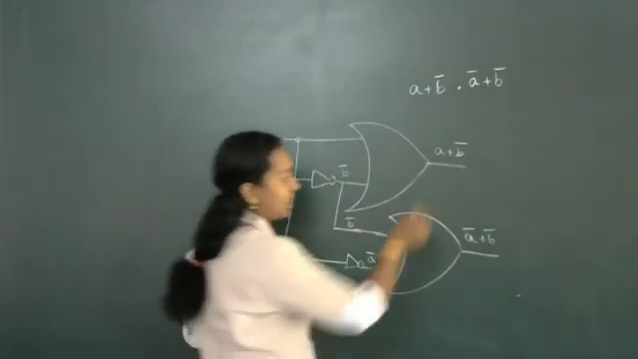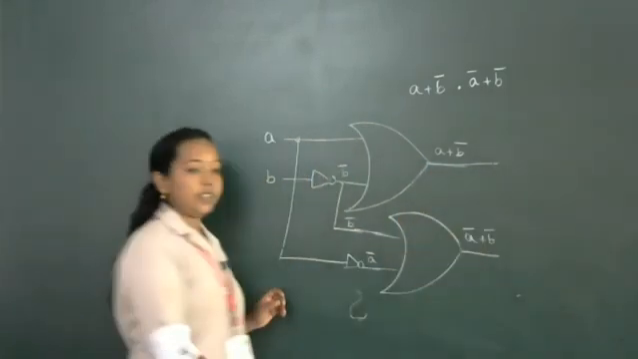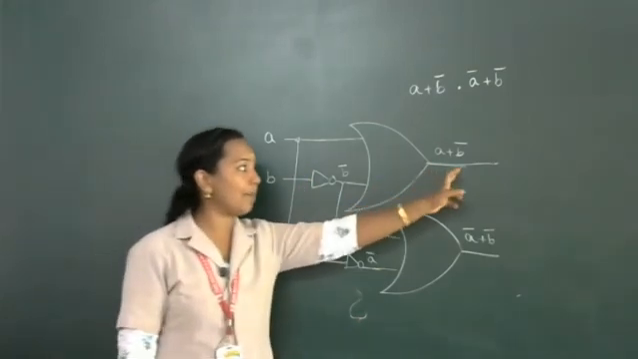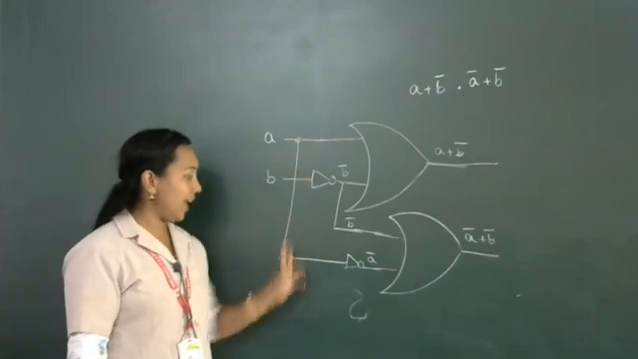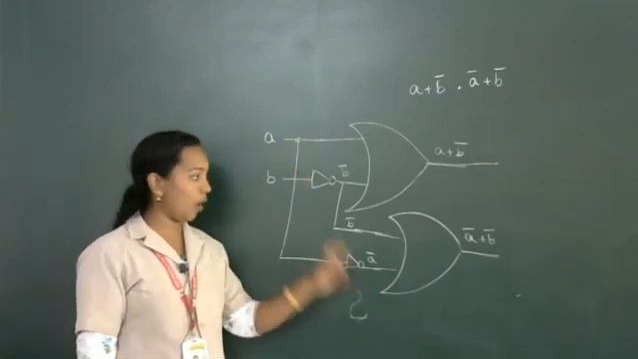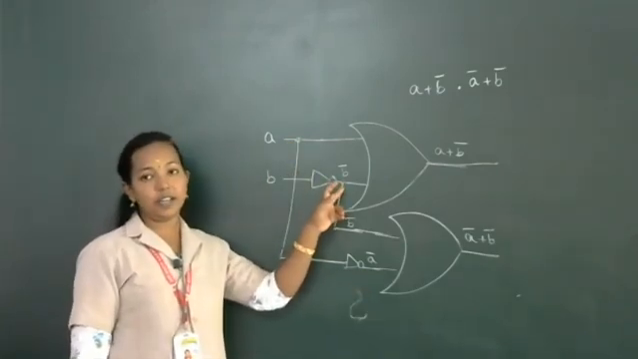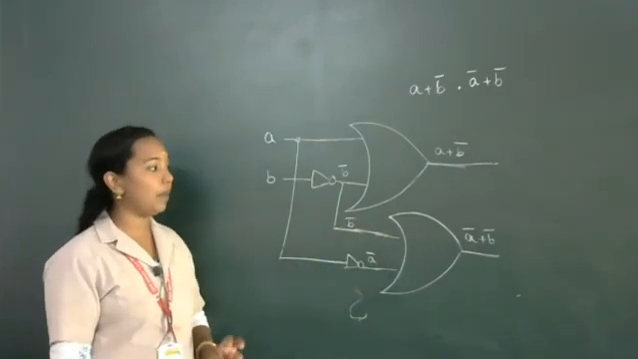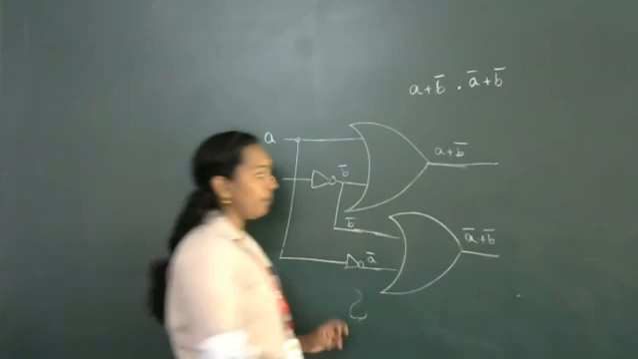So we got two expressions together. First, A plus B complement. After that, first convert A into A complement. B complement is already present here, so we can extract that from this line. And then A complement plus B complement.